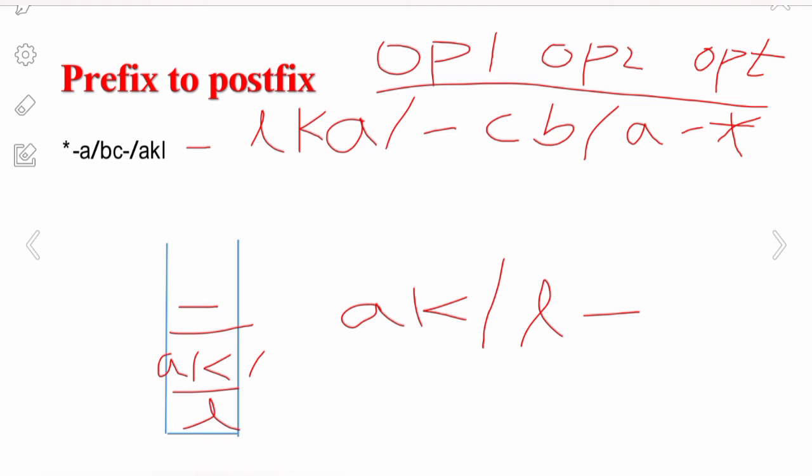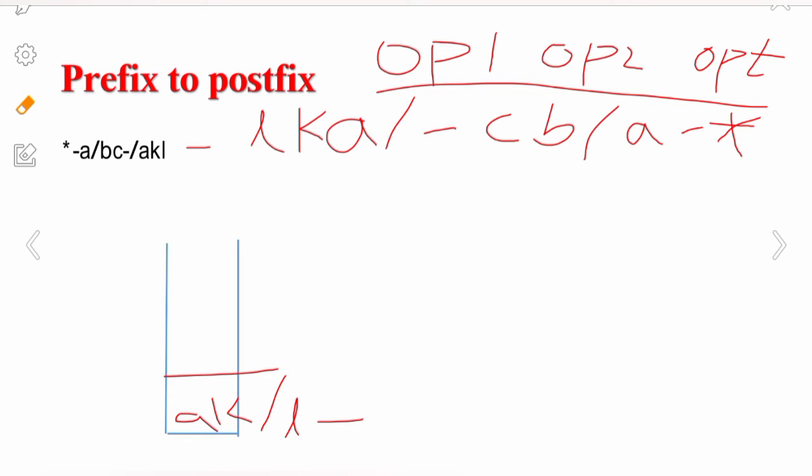This is the given formula format. So we are going to pop all the elements from the stack and push it again back to the stack. A K division L minus. Okay. So next one is the C. So we are going to insert the value C and then B into the stack. So after that one, division operation.